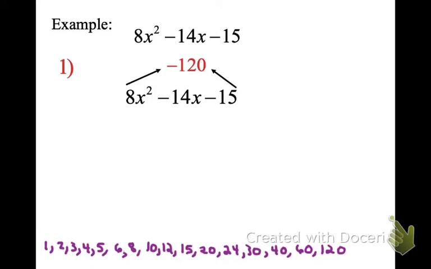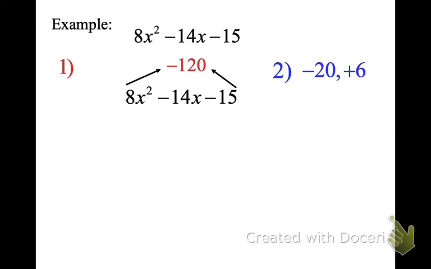Okay, so you'll notice that when I multiply 8 times negative 15, I got negative 120. I listed all the factors on the bottom, which you can do or not, it depends. And then we want to pick 2 that would add to negative 14. And it turns out to be negative 20 and a positive 6. Then we bring down the 8, x squared, the negative 15, and then we put our negative 20 and positive 6 in between.